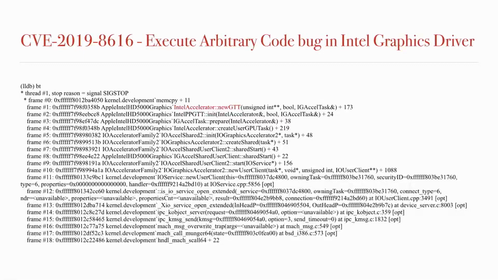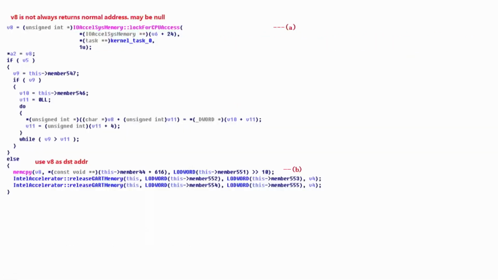This bug is found in the Intel accelerator driver, and the vulnerable function is the Intel accelerator new GTT function. This function can be accessed when connecting the user client with type 6. This is the pseudocode snap of the new GTT function. We can see that it uses the lock4 GPU access function to get the accelerator system memory address and assigns it to V8 in place A.